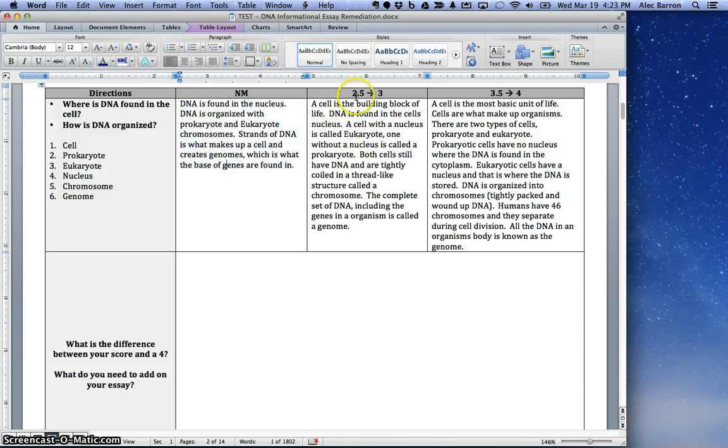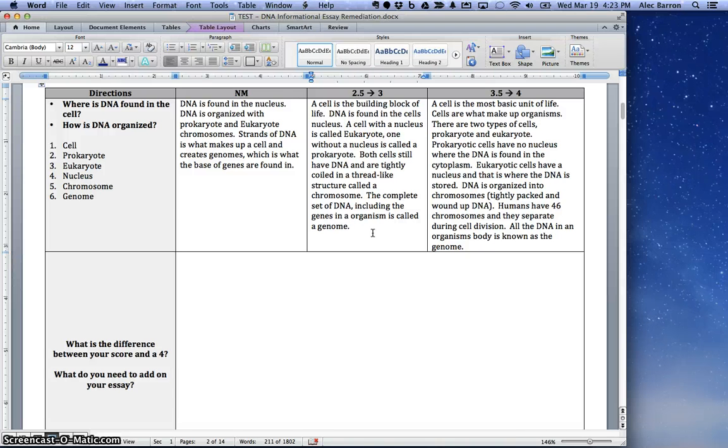So this would be scholars who had like a 1. If you look at the second paragraph, a cell is a building block of life. Okay, good. That's correct. It sort of defines what a cell is. DNA is found in the cell's nucleus. Well, DNA is also found in cells' cytoplasm as well for prokaryotes, so that's not totally accurate.